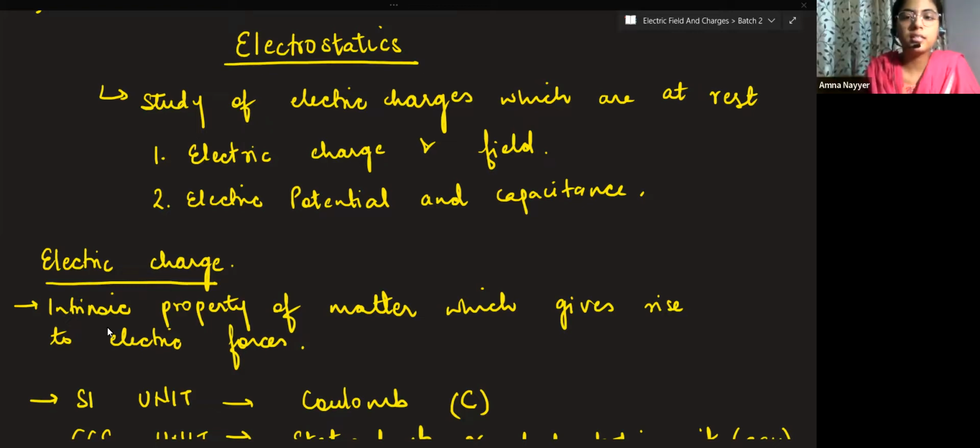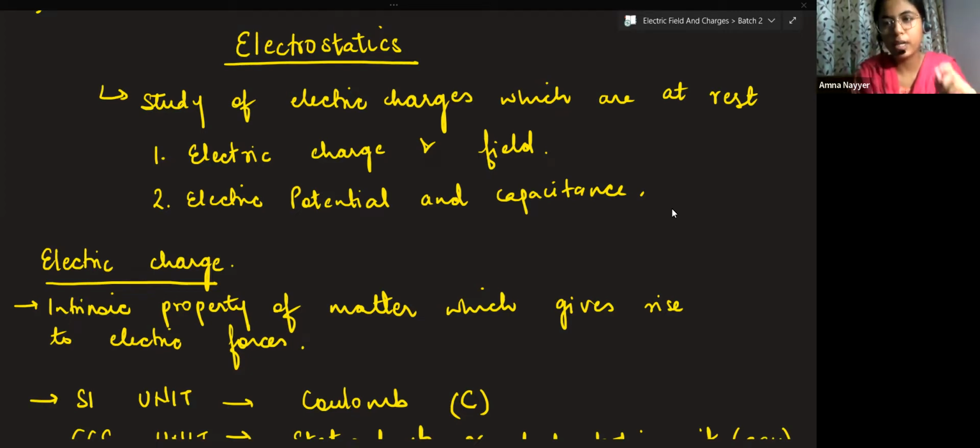So, Ehsan, we had started with electrostatics. In this unit, there are two chapters. One is electric charge and field, and the other one is electric potential and capacitance. We had started with electric charge and field, and we have covered a lot of portion in it. So, what's important for you so as to cope up with today's class?